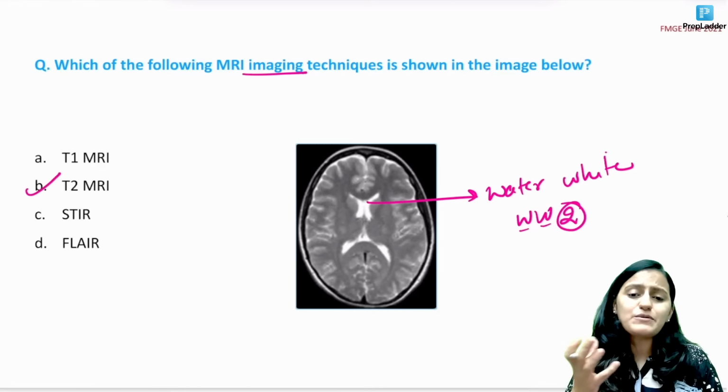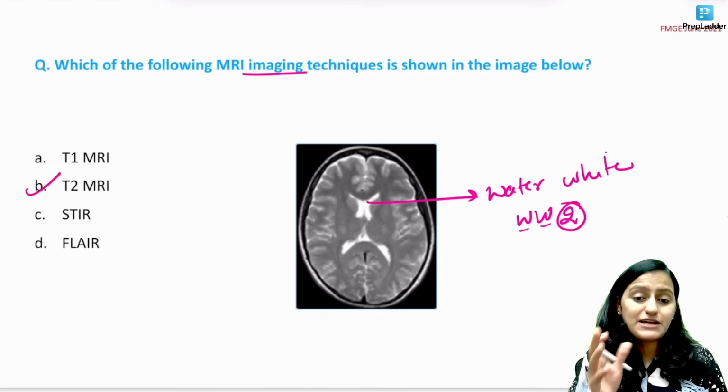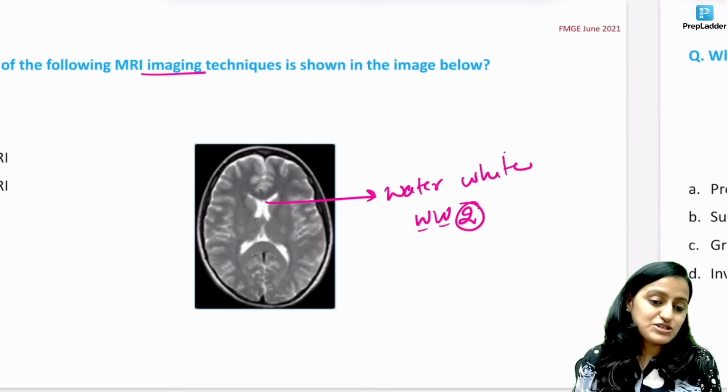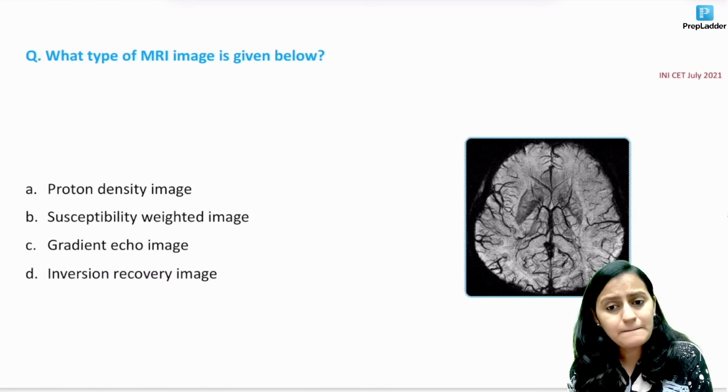STIR is something that we use in musculoskeletal imaging. It's a fat suppressed sequence. Like you have FLAIR in MRI brain, you have STIR in musculoskeletal imaging. This is T2 weighted MRI. And what MRI is this one here?